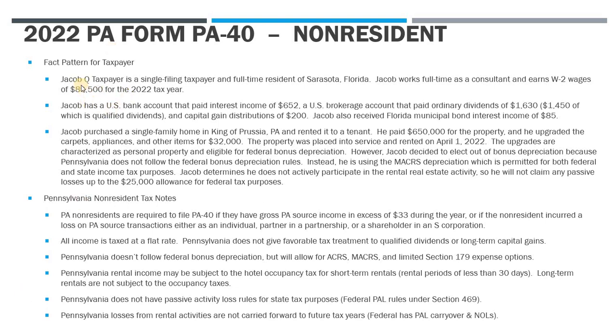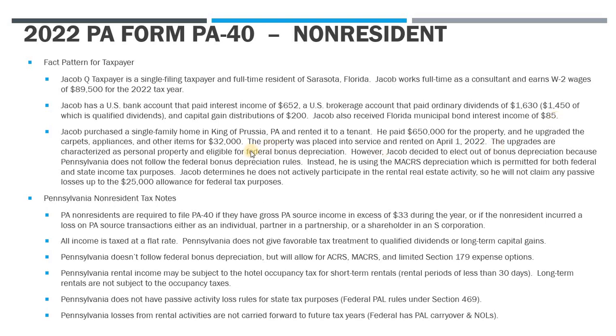So if we start with the fact pattern here, we've got Jacob Q. Taxpayer. He's a single filer and a full-time resident of Sarasota. He works full-time as a consultant and earns a W-2 wage of $89,500 for the 2022 tax year. Now he has some investment income here, so he has a U.S. bank account, earned some interest, earned some dividend income in his brokerage account, had some capital gain distributions as well, and then he's got some municipal bond interest income of $85.